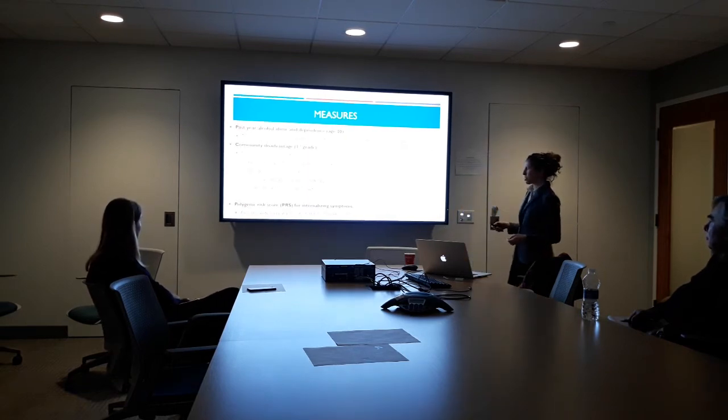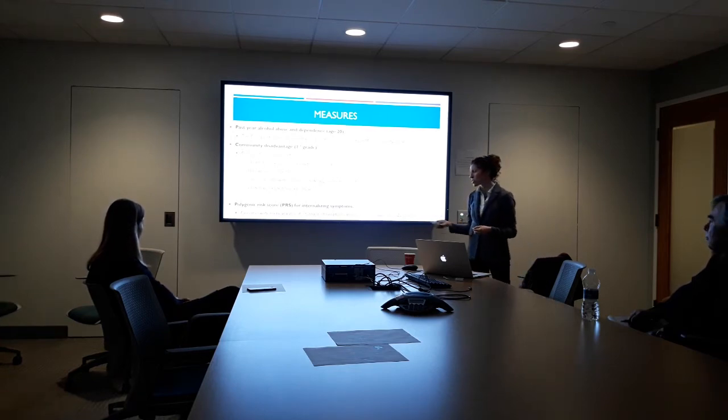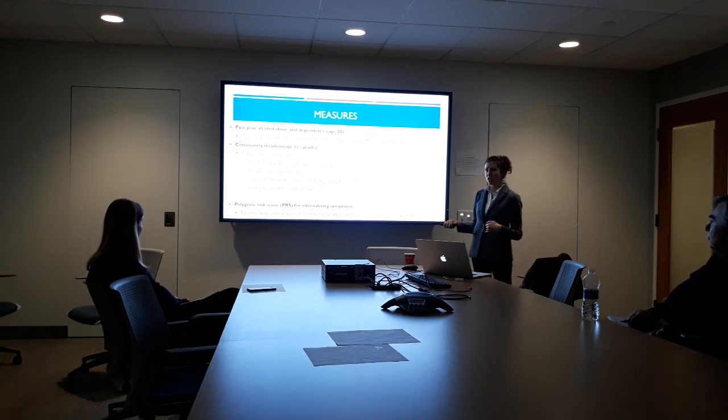We measured past year alcohol abuse and dependence at age 20. Community disadvantage was assessed via geocoding in first grade, and we created a polygenic risk score for internalizing symptoms based on a GWA meta-analysis conducted by Kelly Benke, which included a discovery sample of about 5,000 people.